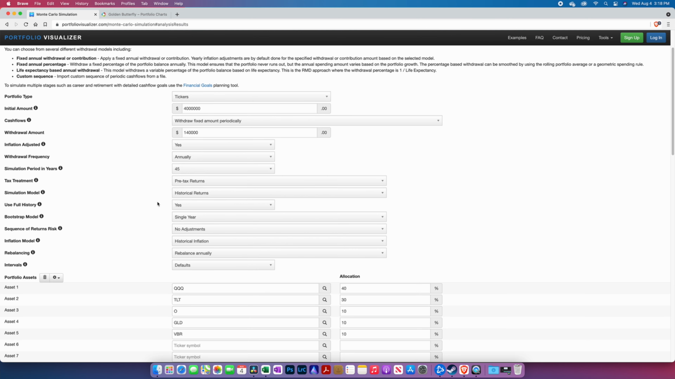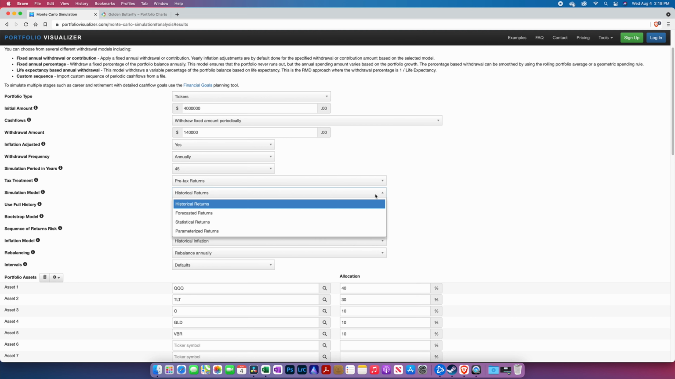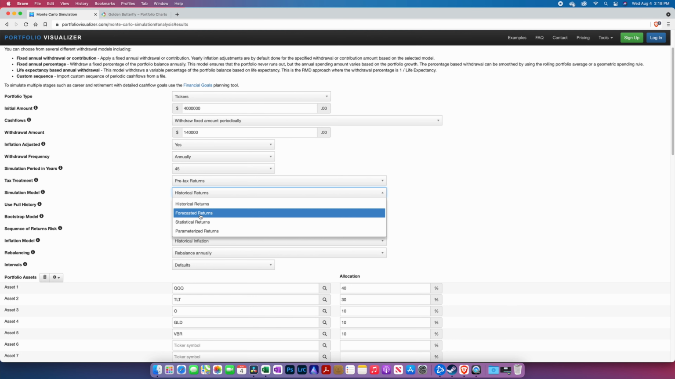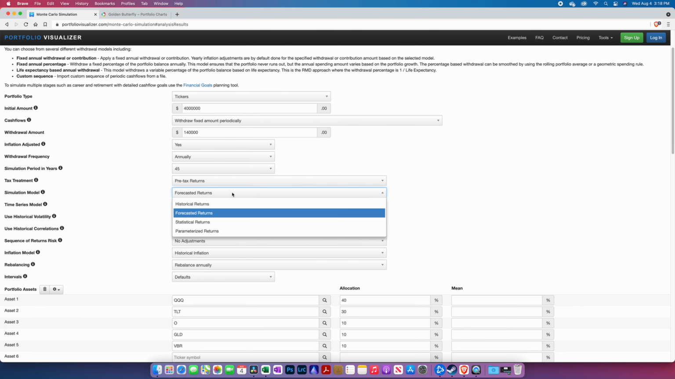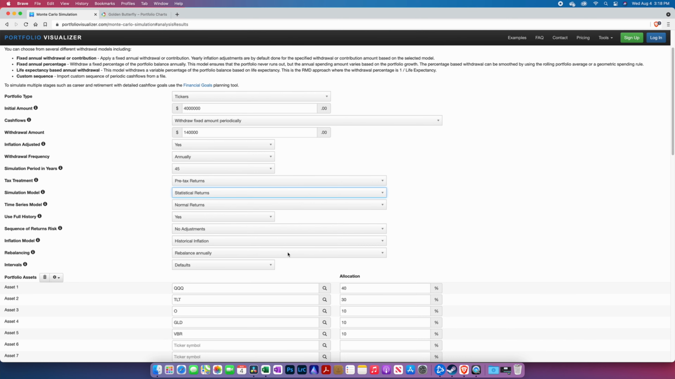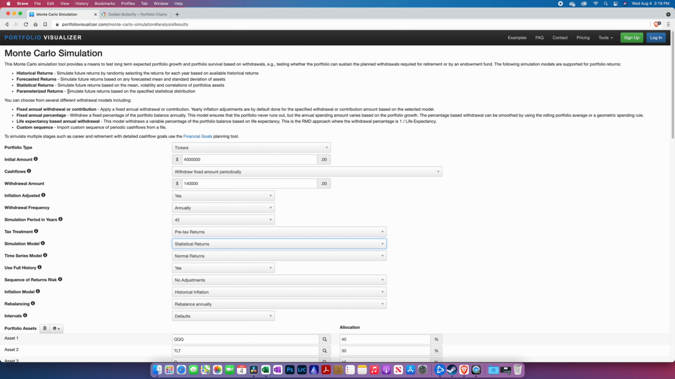Next thing I want to show you is the simulation model, right? By default, it uses historical returns, which is fine. We can also use forecasted returns. And if you want to know what the difference is for the different models, you can read about it up here.